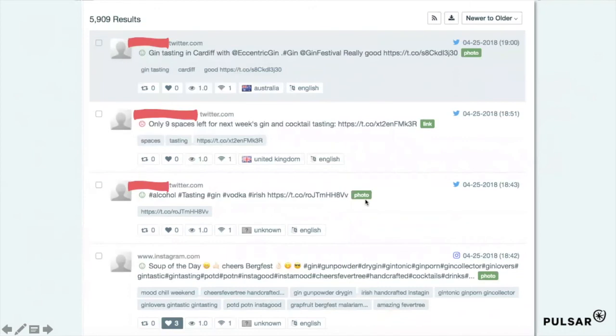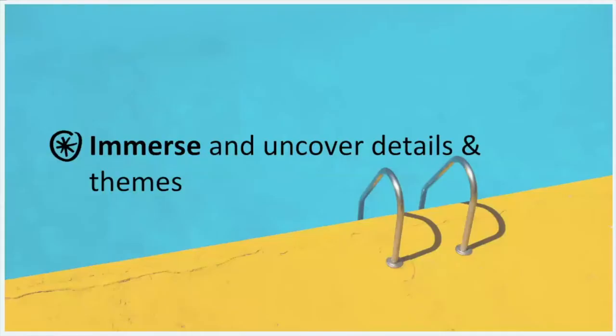Okay, we focused in on it. Now we want to start to immerse ourselves. So remember that third point. We need to immerse ourselves in this trend to uncover these details and these themes. So how can we do that? Well, next up, what I did is I then applied that gin tasting filter to understand the trending keywords that were happening within this trend. So this is a tree map. What it's showing us is on the right here, this is the most prevalent keyword that people are using when they're talking about gin tastings, because I've got that filter on.